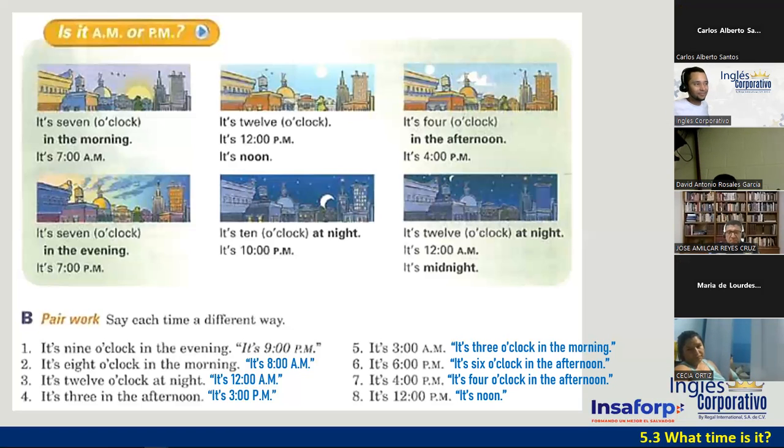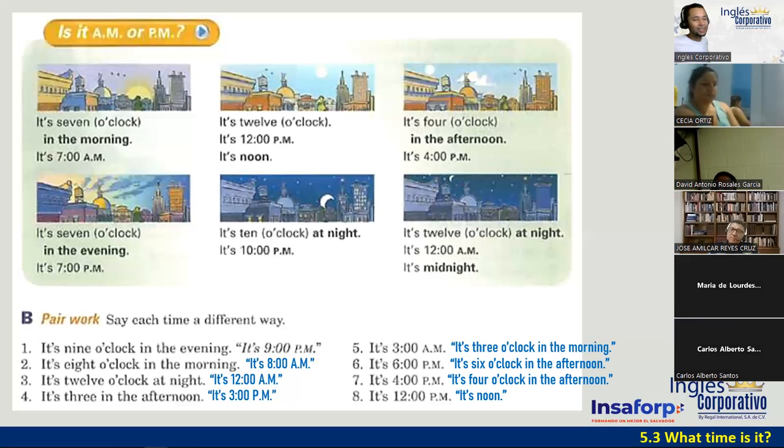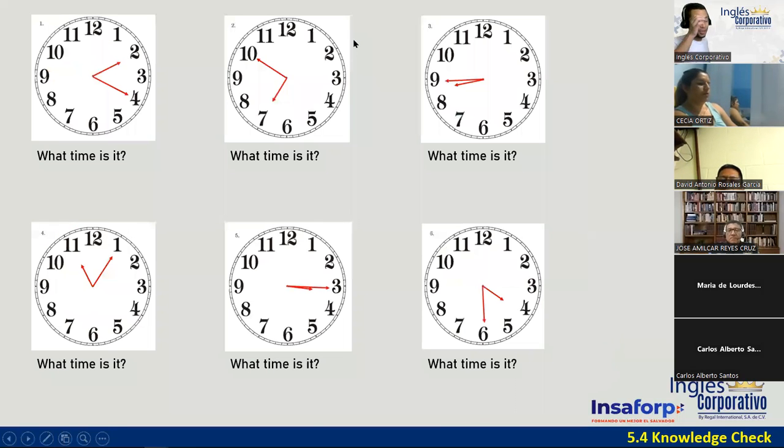So it's 10 to 8. That is correct. Very good. It's 7:50 or it's 10 to 8. Son las 7:50 o son 10 para las 8. Okay, it's 10 to 8. Very good. Bueno, ya vamos a ir terminando entonces. In 10 minutes. What time is it?